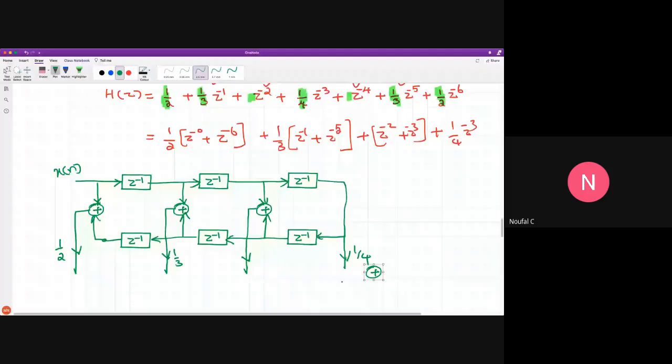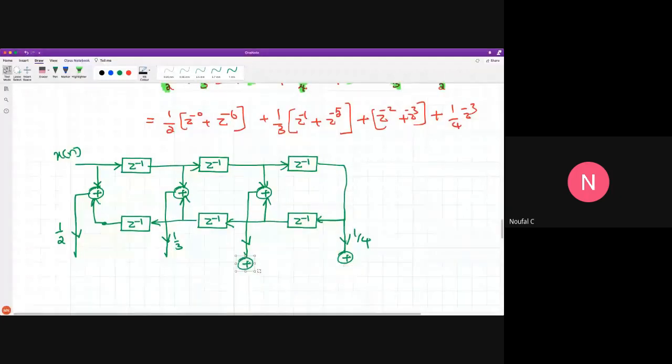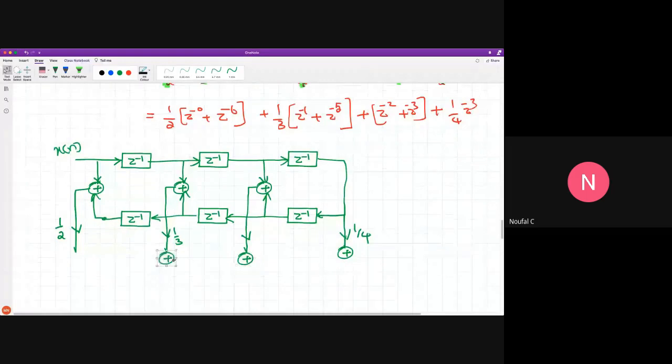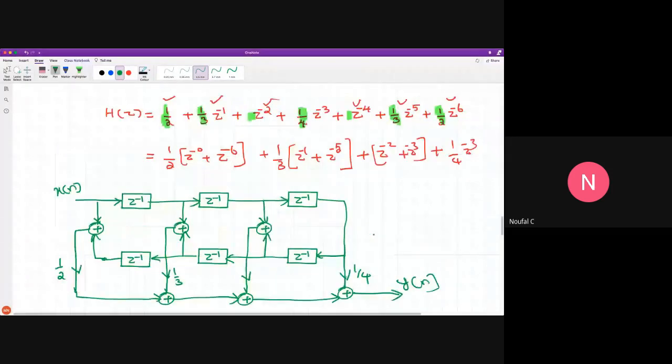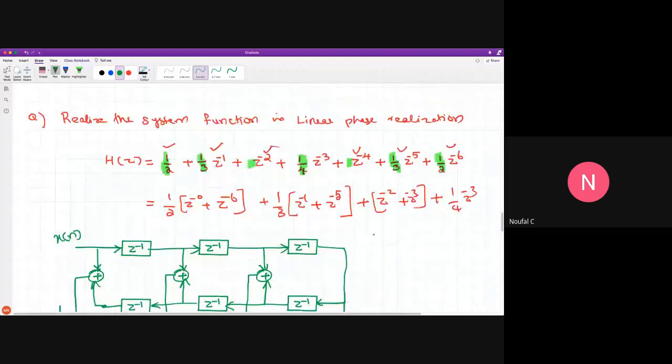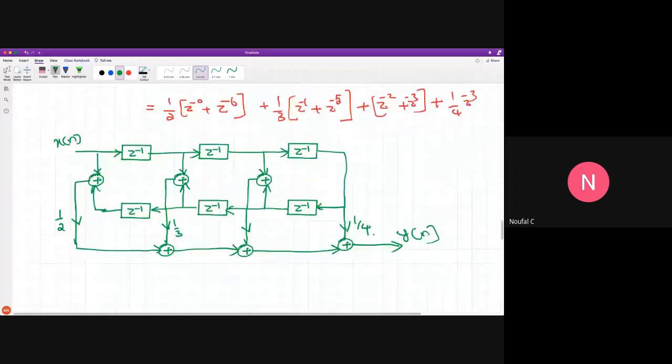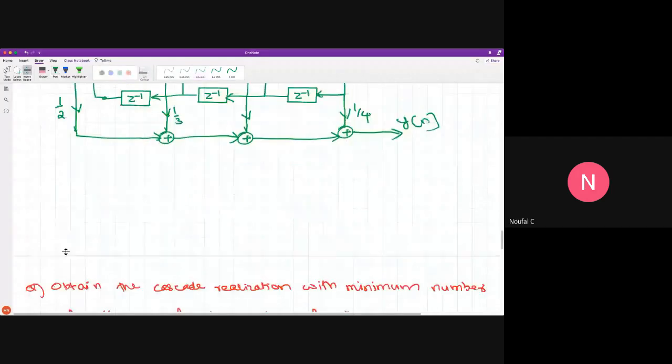So I need to get a summer over here and another summer over here and another one here. Okay, then you add all the values. So this has to be added with this one and that with this one, and the output would be available over here. That is my y of n. Okay, so this is the linear phase realization of the given transfer function. Okay, so before I move on, let me just discuss another example.